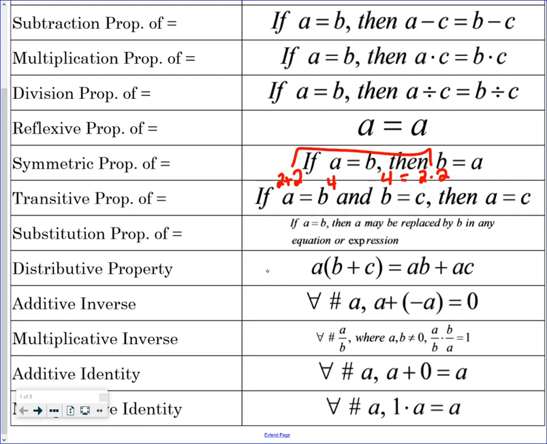Distributive property. Everybody remembers this one every year. Everybody does great with this one. a(b + c) equals ab plus ac. A lot of you guys probably still do that. Totally fine. That's distributive property.